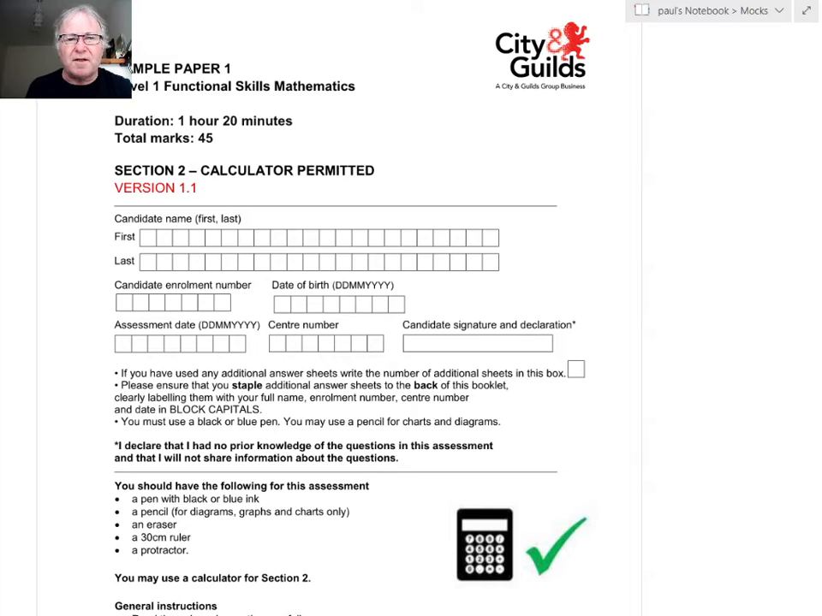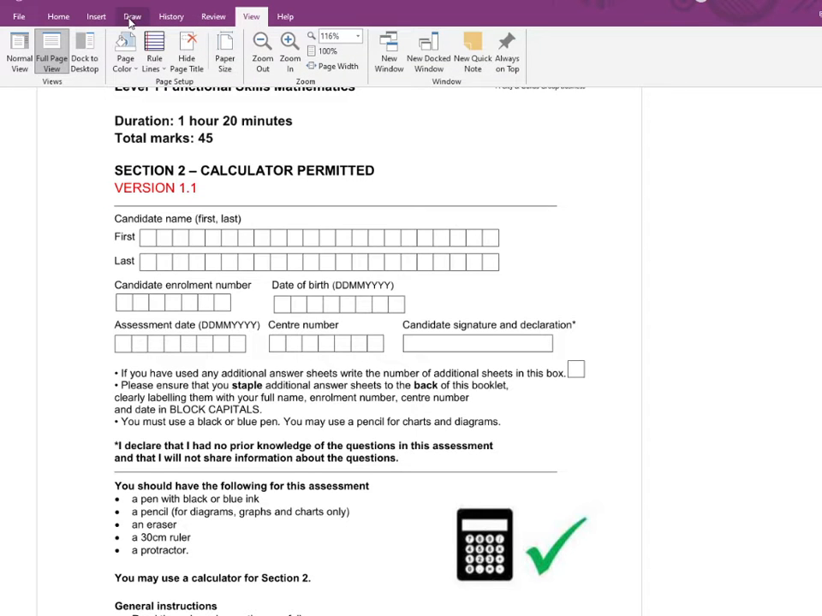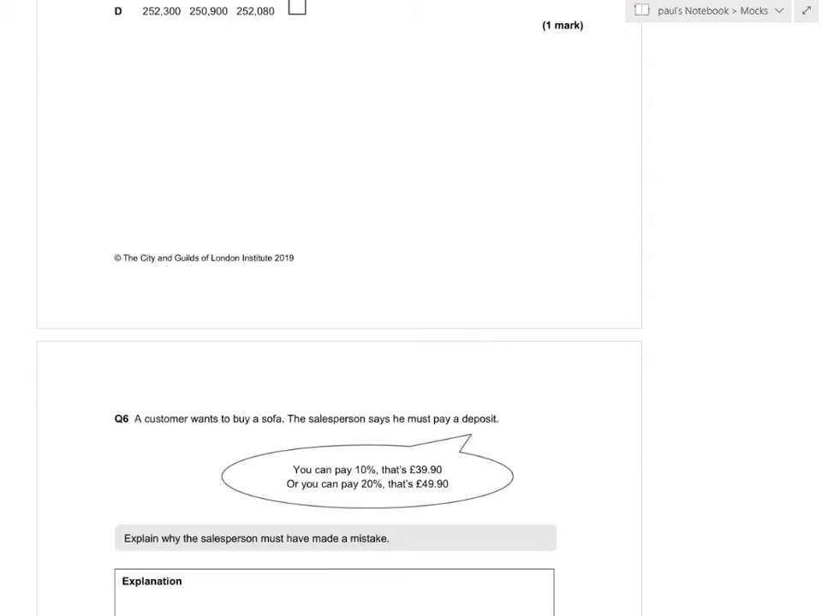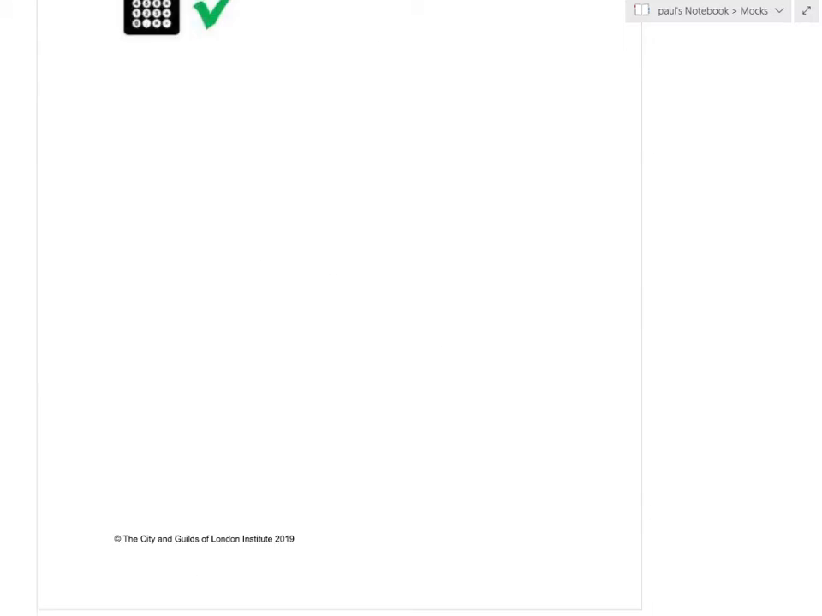Here we go. Functional skills from City and Guilds. Sample paper 1, level 1, calculator paper this time. So let's have a go, see what we can do. First of all, pick the pen and draw and come down. Oh, gone down way too far.